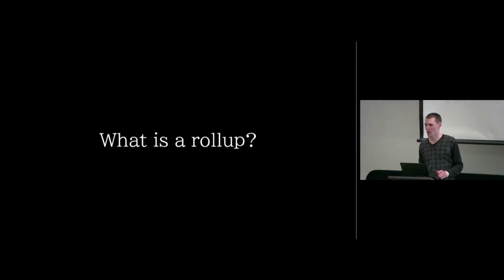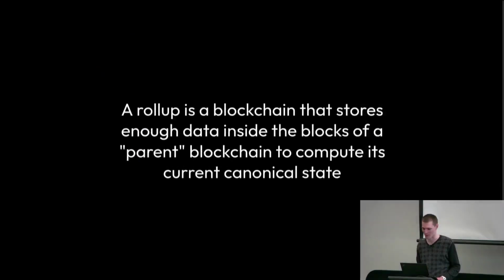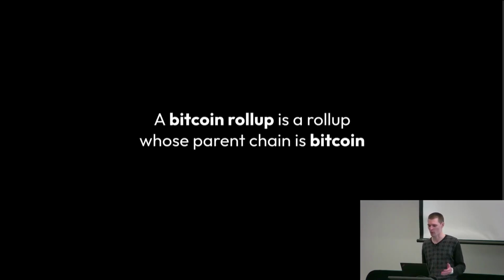So we'll start off by asking, what is a rollup? No, not those rollups. We're talking about Bitcoin rollups. A rollup is a blockchain that stores enough data inside the blocks of a parent blockchain to be able to compute its current canonical state. We're going to talk later about why that's actually important, but this is the simplest explanation of what a rollup is. And so a Bitcoin rollup is a rollup which uses Bitcoin as its parent chain.